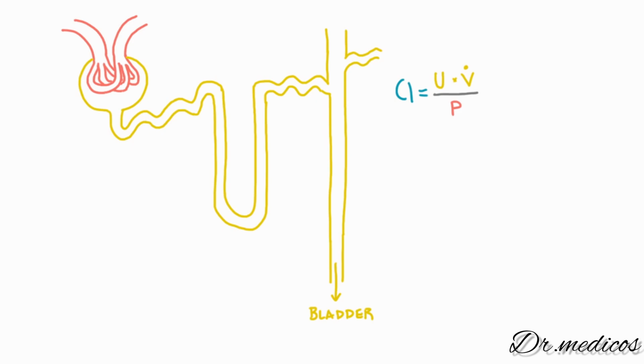So let's say you had a substance that you knew was freely filtered, but not reabsorbed or secreted. In that case, what did we say? We said that the clearance of that substance would be equal to GFR. So therefore, by measuring the clearance, you're basically measuring GFR. And GFR is really useful to know because that basically tells you how healthy the kidneys are and how well they're working. So what substance can we do this with?